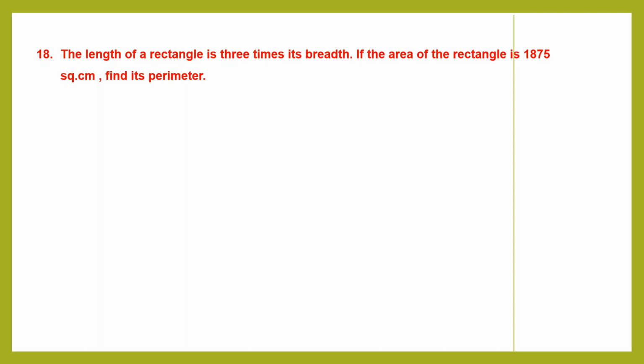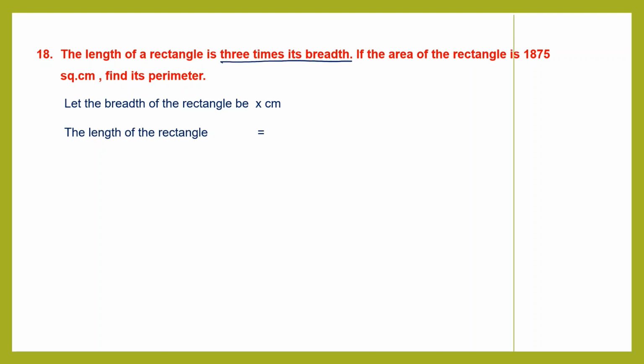Question 18. The length of a rectangle is 3 times its breadth. And if the area of the rectangle is 1875 square centimeters, find its perimeter. We don't know what the length and the breadth are, and we only know the area, and we have to find the perimeter. So let the breadth of the rectangle be x centimeters. Then the length will be 3 times its breadth. If breadth is x, 3 times x will be 3x. So now the breadth is x, the length is 3x.